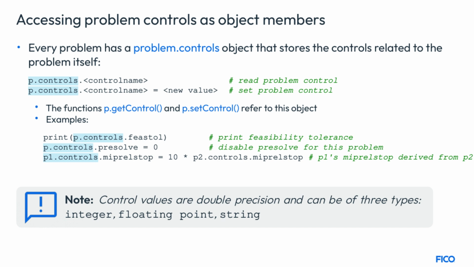Examples of using problem controls include querying the problem's feasibility tolerance, setting its pre-solve status, or assigning a new value for the relative optimality gap tolerance for MIPs, which is calculated from another problem's control value in the last part of the example. Keep in mind that the values of controls have a double-digit precision, and their type can be integer, floating point, or string.